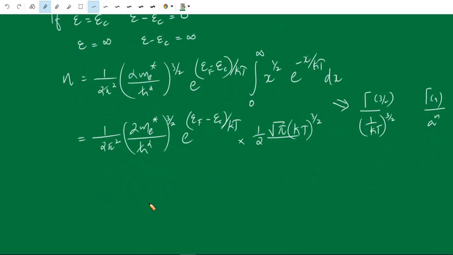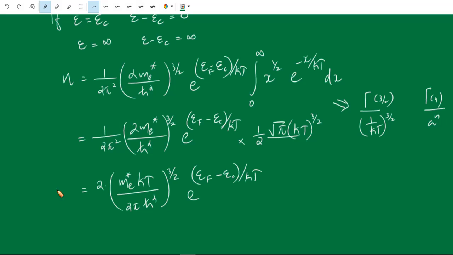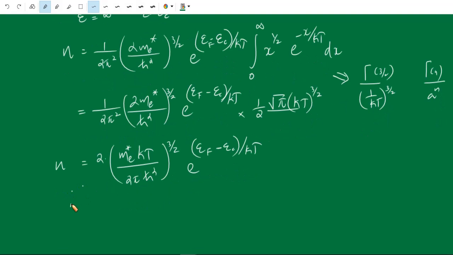Okay, and here pi square is there, here root pi is there, so pi raised to 3 by 2 it will be, so we can take this pi inside. So finally, ultimately we get 2 times (m_e star kT by 2 pi h cross square) whole raised to 3 by 2 into e raised to (EF minus EC) divided by kT. So this is the concentration of electrons in the conduction band. Okay, in the conduction band.